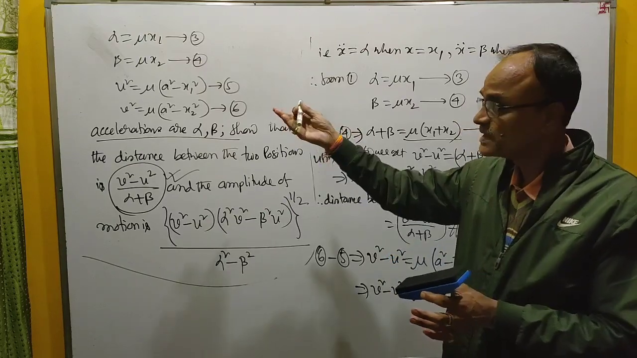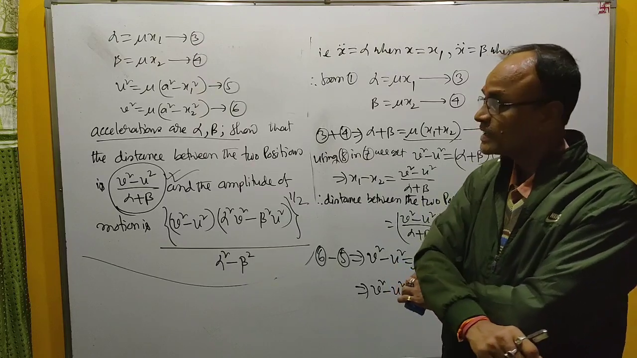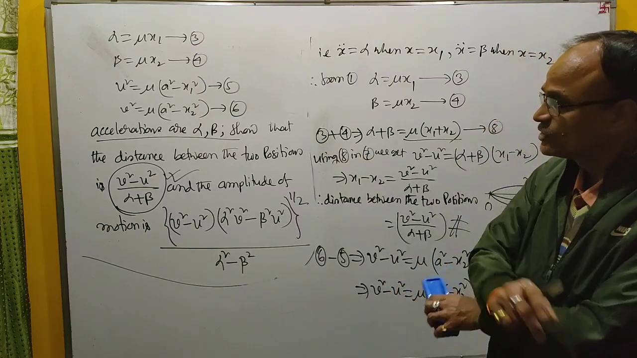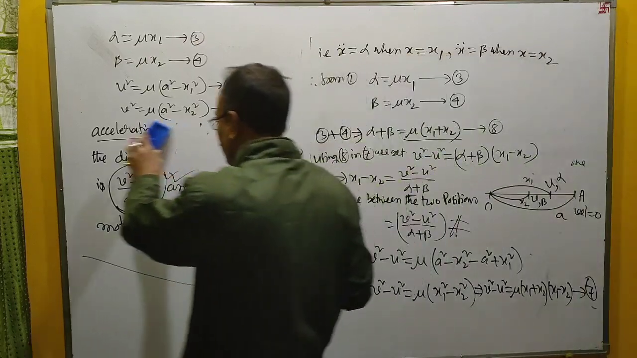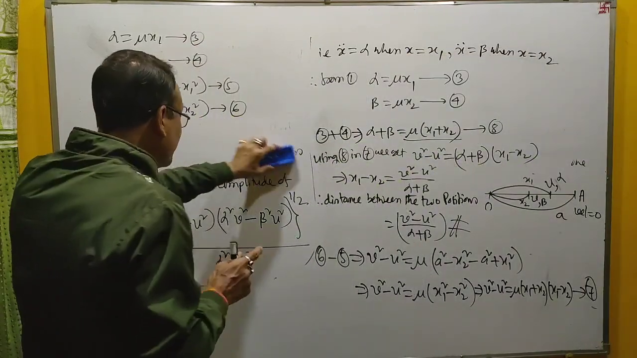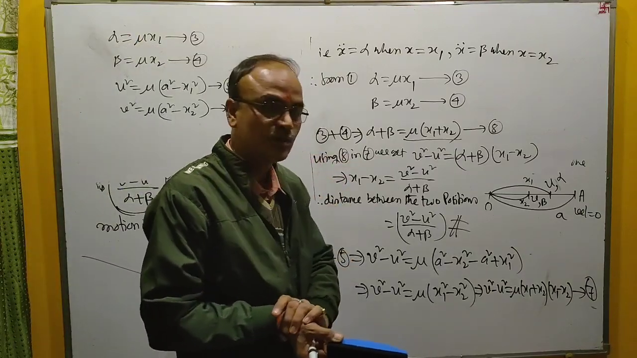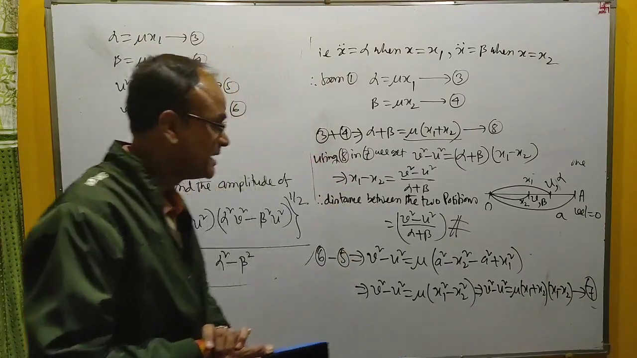The numerical value of acceleration is mu into x1. Now you see the accelerations are alpha. Now you see the second part. We have to find the amplitude of motion.